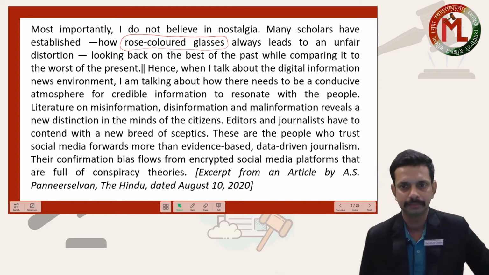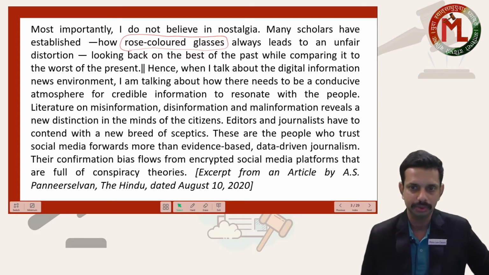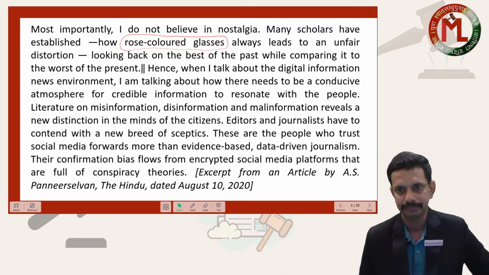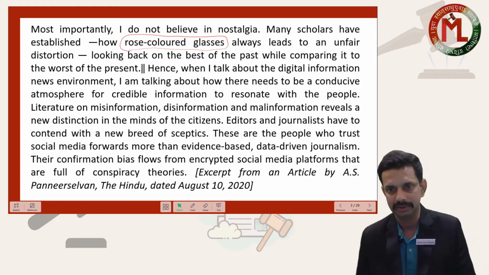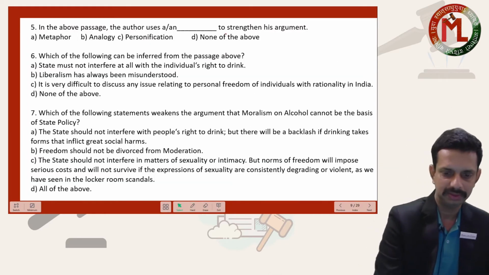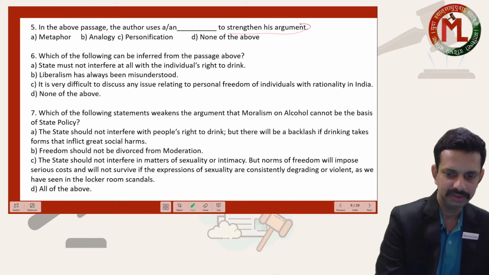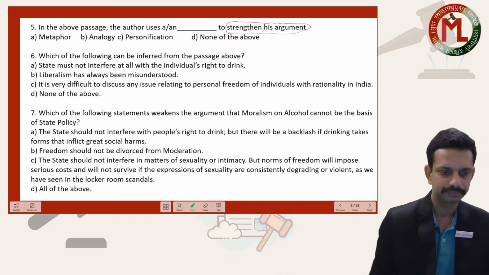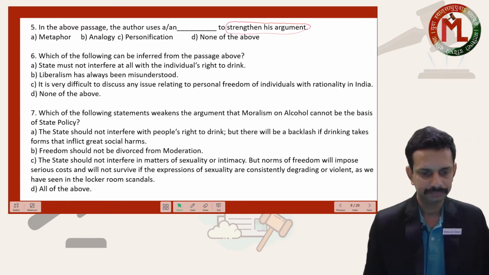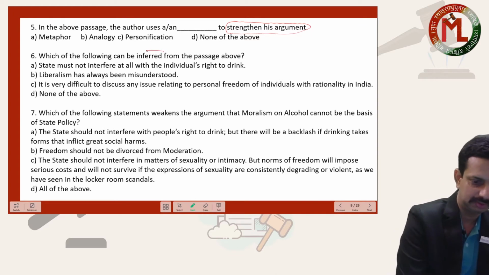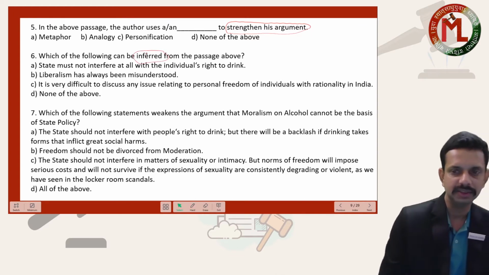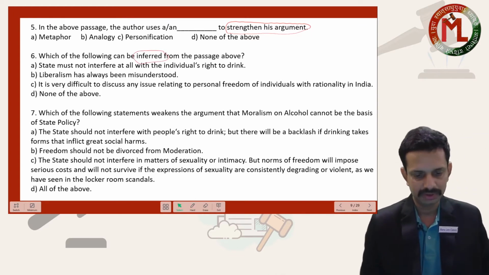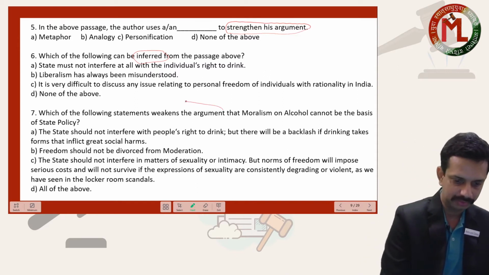Now, to understand the words used in these questions, like assumption, strengthen the argument. Again, just take a look. The word is strengthen the argument. Next one is inferred. So what is inference? It is again a very important thing. Weakens the argument.